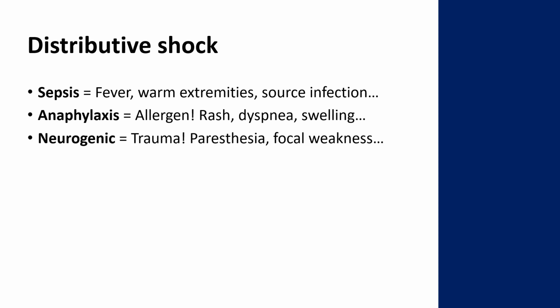Neurogenic shock is another really classic example, which always occurs in the context of spinal cord trauma. So if you sever a section of your spinal cord, you'll lose vascular tone distal to that point. And the giveaway is usually trauma, and usually pretty significant trauma, or it's signs of a neurologic injury, so paresthesias or some sort of focal weakness.